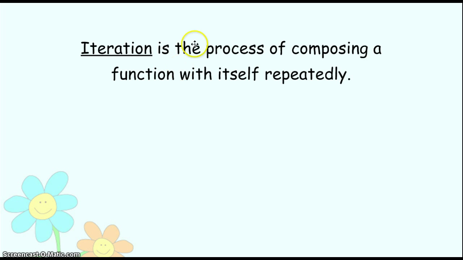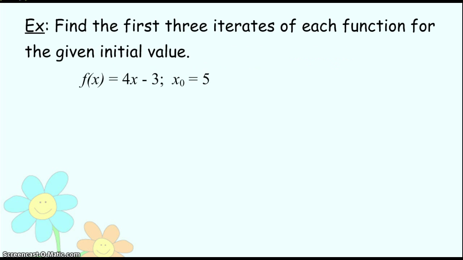And what we're doing is we're using a composition. We've seen compositions earlier this year, the f of g and the g of f, so hopefully you remember from this year and last, but we're going to go through a couple examples and hopefully they're pretty straightforward for you. Find the first three iterates of each function for the given initial value.